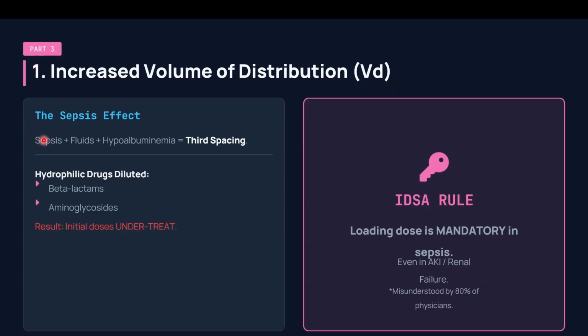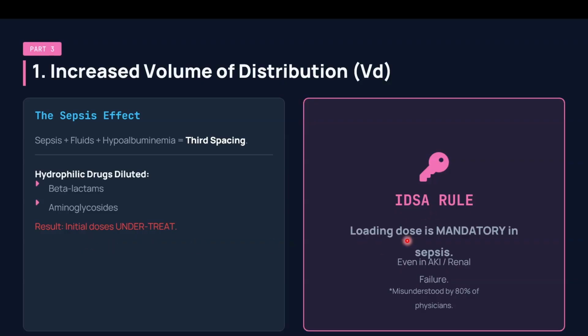In sepsis, there will be IV fluid therapy and there will be hypoalbuminemia. All these lead to a lot of third spacing. So hydrophilic drugs are easily diluted in such scenarios, such as beta-lactams and aminoglycosides. If you give the standard dose, for example piperacillin tazobactam of 4.5 grams, the initial doses will not reach above the minimum inhibitory concentration because of the large volume of distribution, and this will further lead to undertreatment.